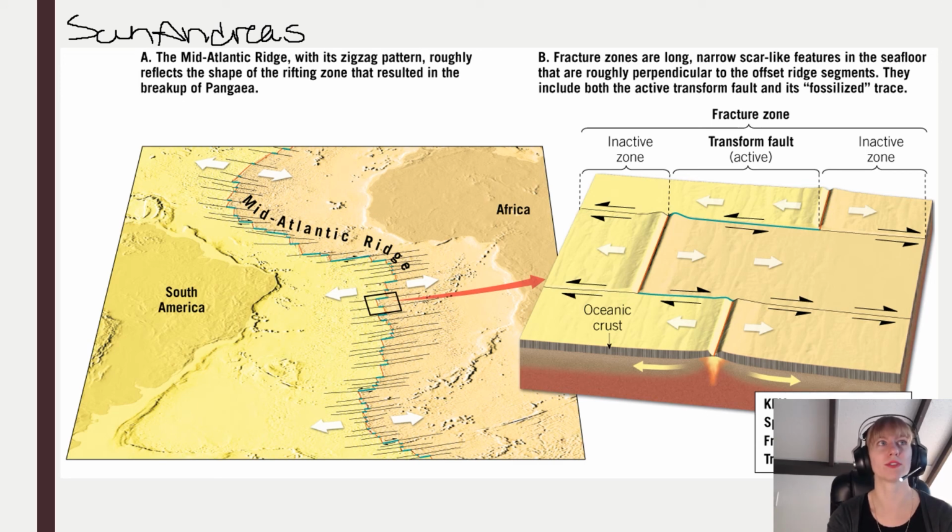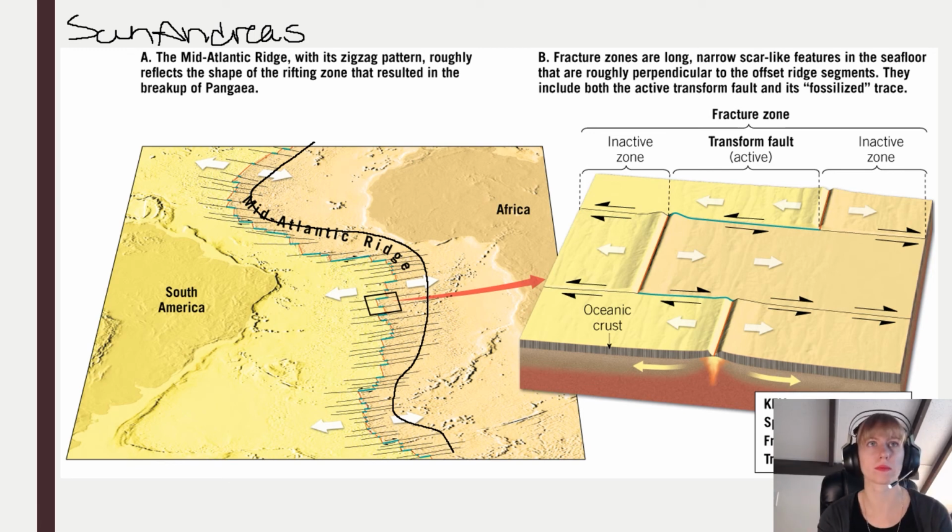Like the Juan de Fuca plate of the Cascade subduction zone looking all funky, the reason for that is because of all of these. The Mid-Atlantic Ridge looks super weird. It's not a straight line, and it's because it has all these transform faults. So it helps move plates around. It helps move material to subduction zones. It helps the Mid-Atlantic Ridge spread, versus one straight line, which may not work so well. So it offsets ridges, and it is a fossilized trace, which is pretty cool.